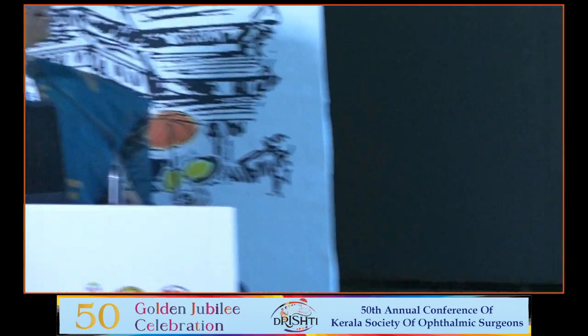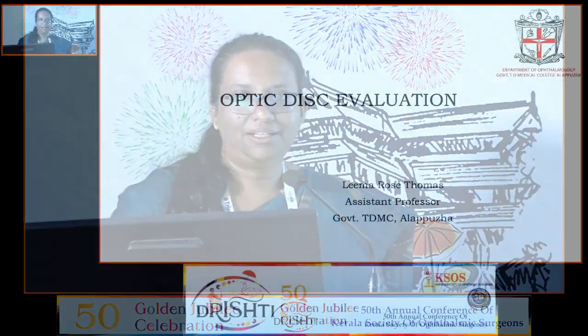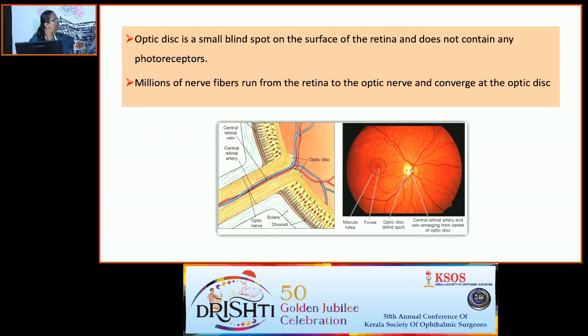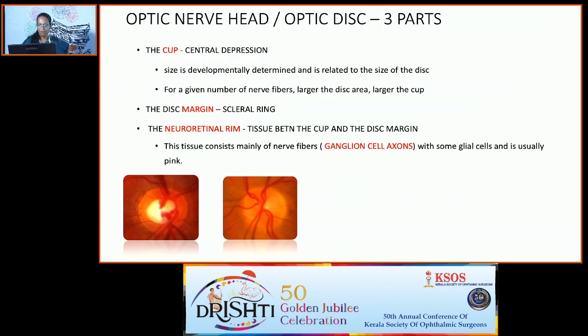Good evening, everyone. First of all, let me thank KSOS as well as Dr. Maliga Madam for giving me this opportunity. As you know, the optic disc is a small blind spot on the surface of the retina. It does not contain any photoreceptors, and the millions of fibers that originate from the ganglion cells travel to the brain through the optic nerve.